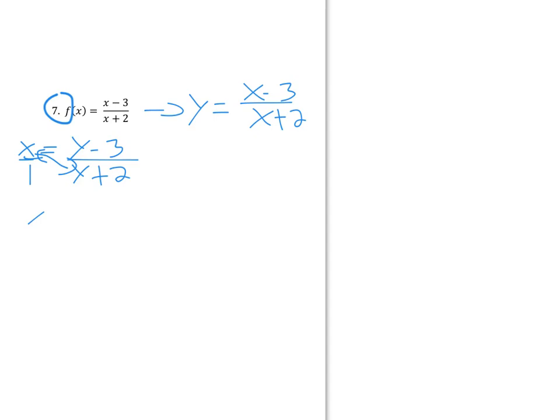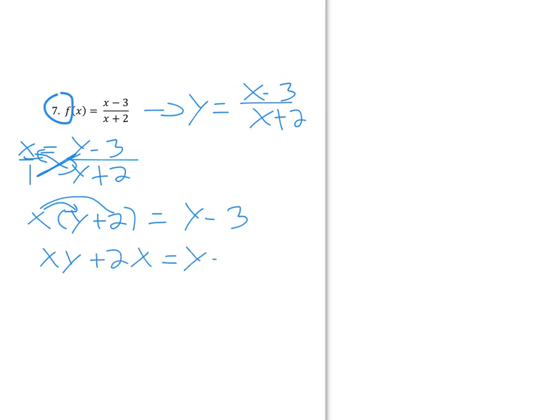Okay, we're going to have x times this y plus 2. And I'm going to set it equal to the other cross product, which is, well, my y minus 3 times 1 is just y minus 3. Okay, then on the left side, we're going to distribute x. So this is going to give me xy. X times 2 is going to give me plus 2x. And then equals y minus 3.